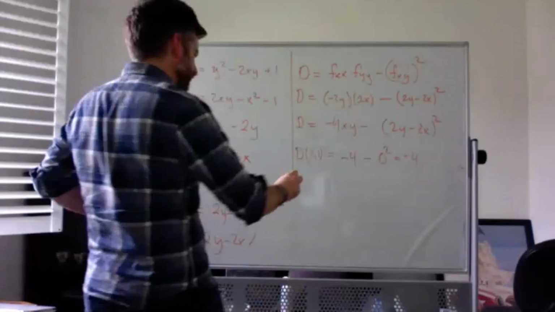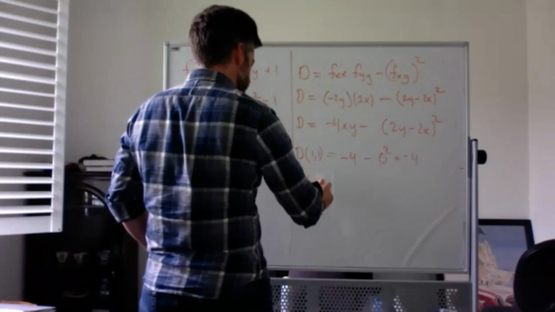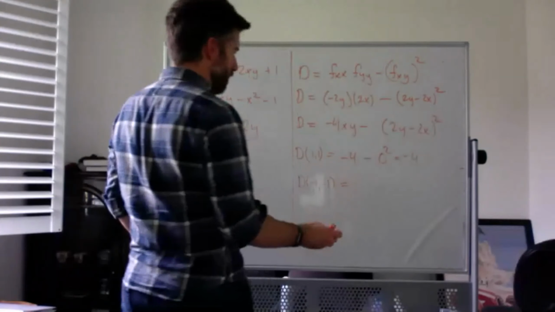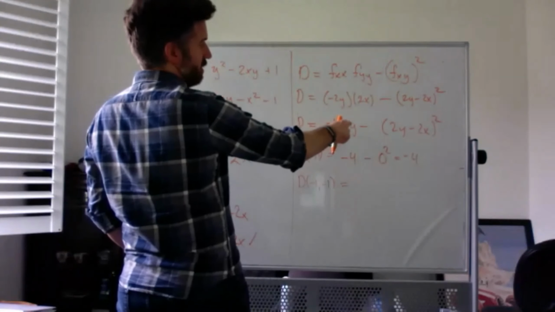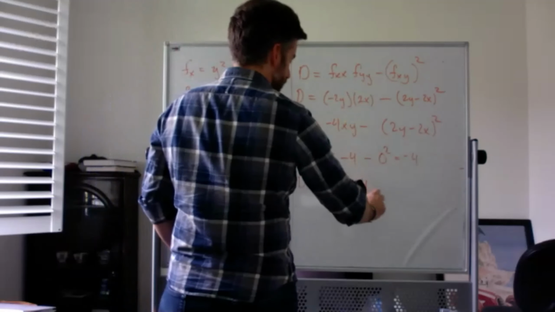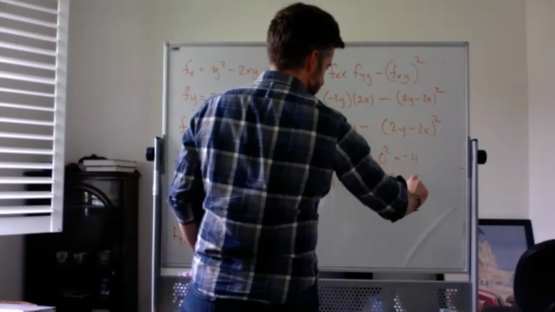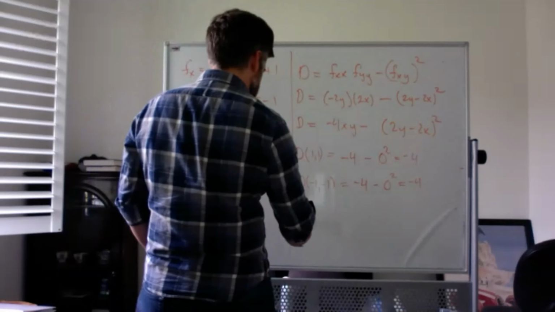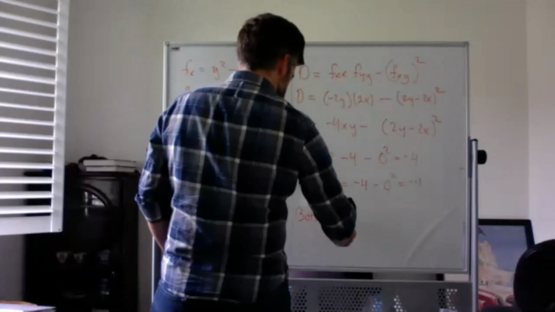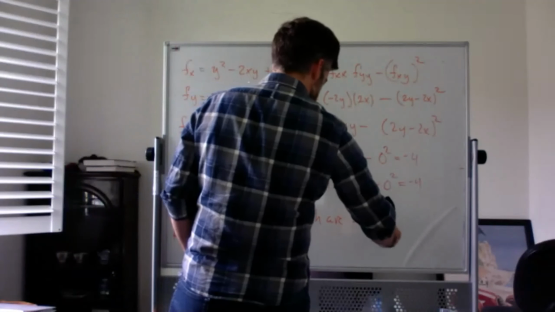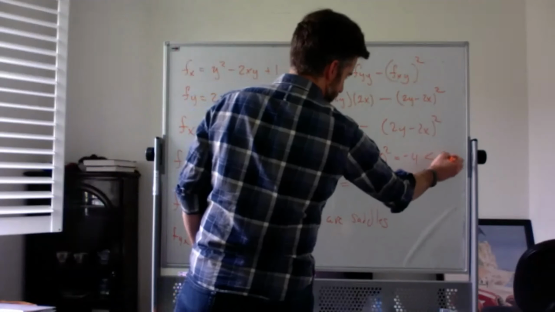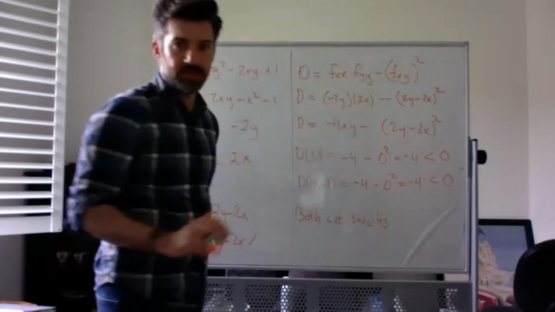And I think we have the same thing at negative 1, negative 1. Plug in negative 1, negative 1. I still get negative 4 times negative 1 times negative 1 is negative 4. And 2 times negative 1 minus 2 times negative 1 is still 0. So both are saddles, because both of them have this being negative.